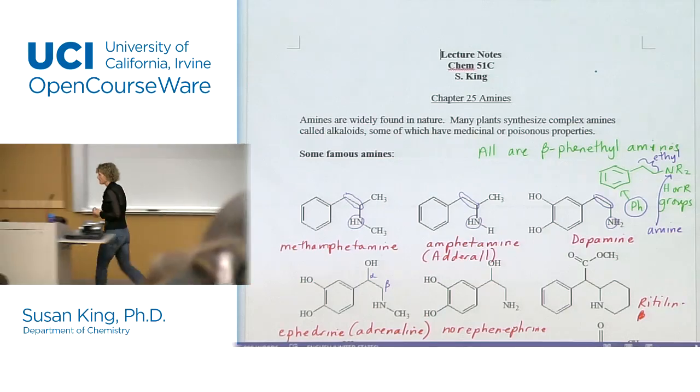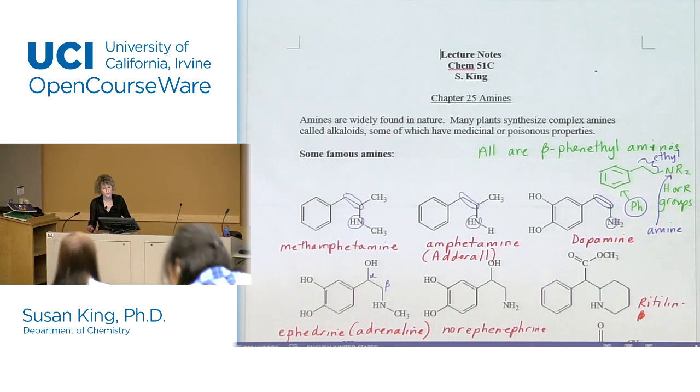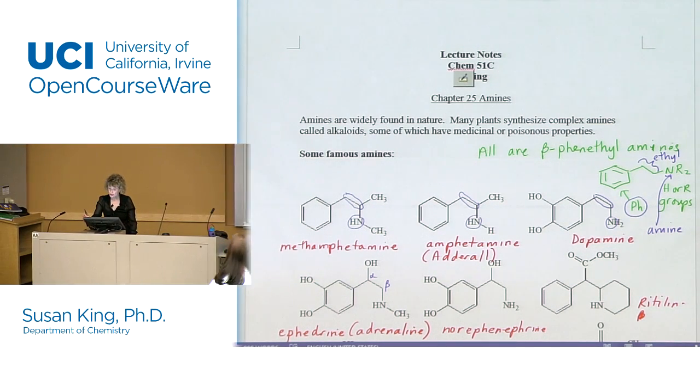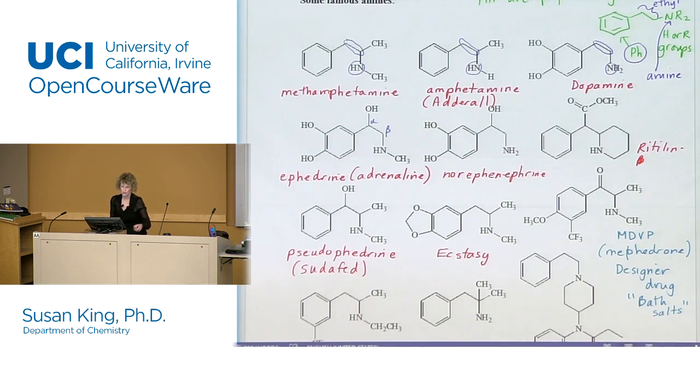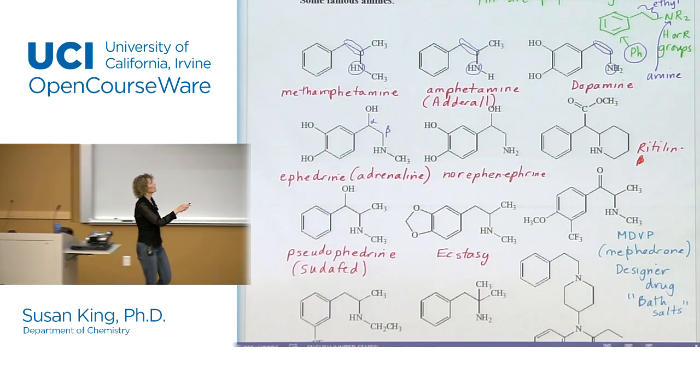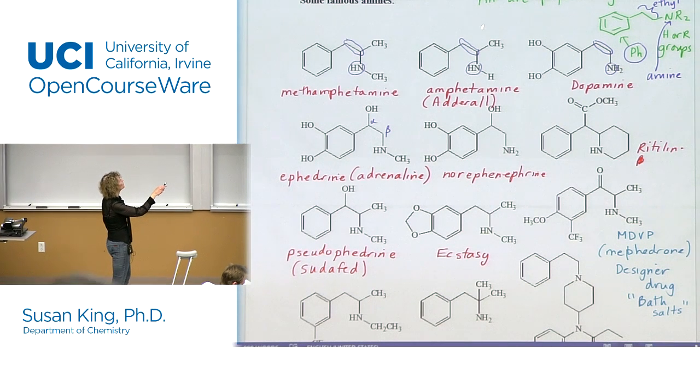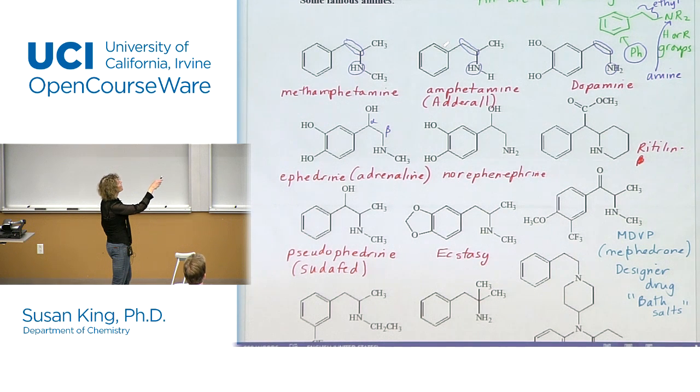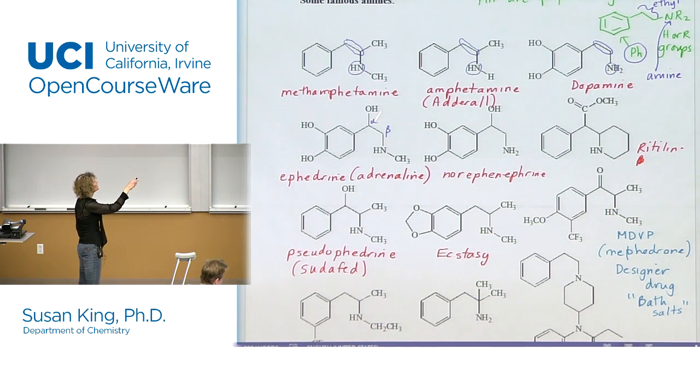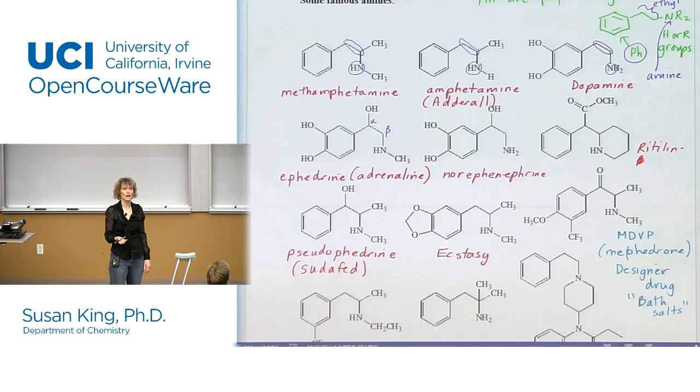All right. So we were talking last time about beta-phenethylamines. And you'll notice there's two types. There's the beta-phenethylamine that has no hydroxyl in the alpha position, that would be these guys all the way across. And then there's some that have the hydroxyl in the alpha position, these. We're going to learn how to synthesize both of those types, and some other types of amine also.